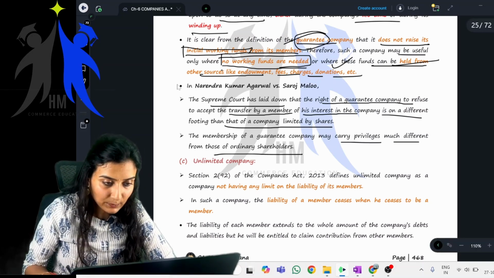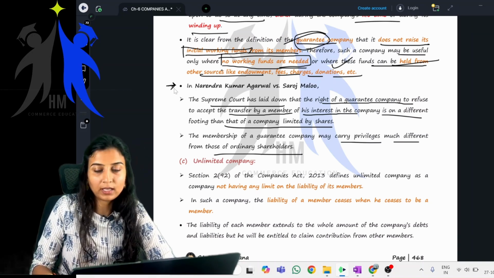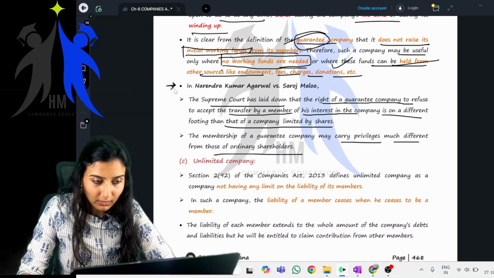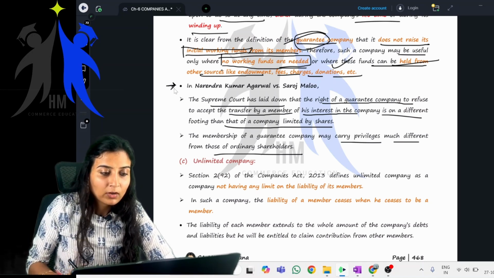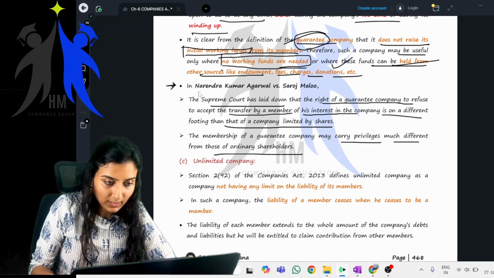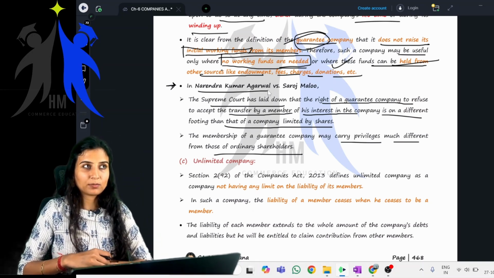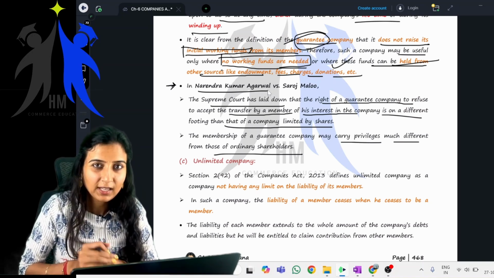Again, children, this particular case law is not there in your book. The facts of the case are not there in your book. Just for your information, I'll explain the facts in a short period. There was this one person called Narendra Kumar Agarwal. He was a member of an association, called Mugdha Stock Association or something. It was a guarantee company.